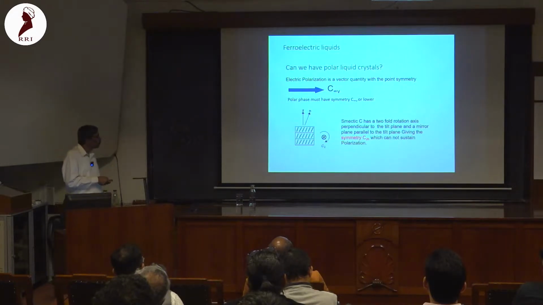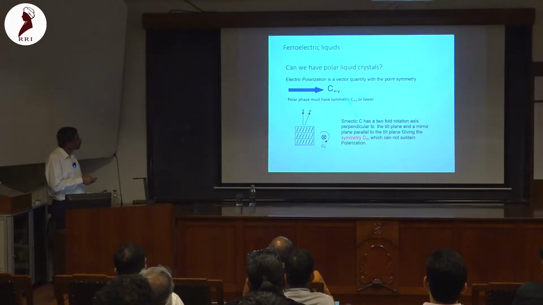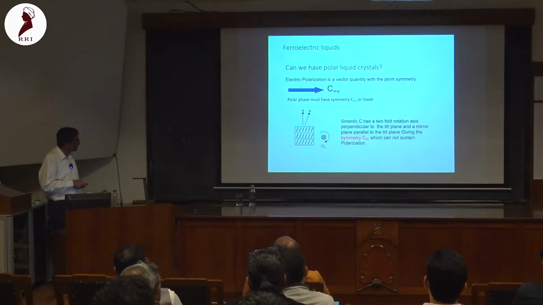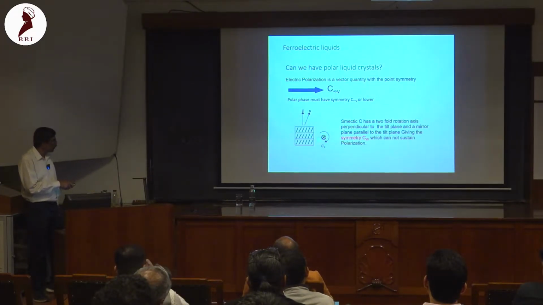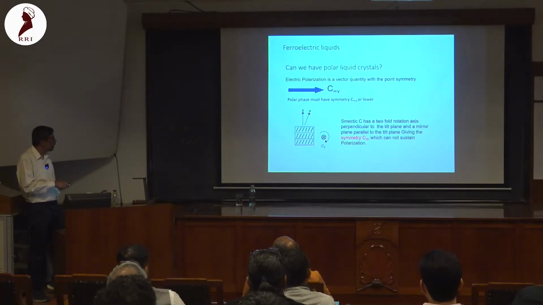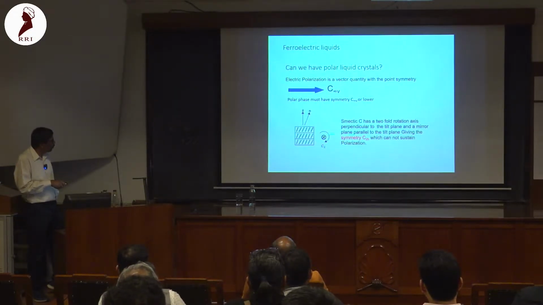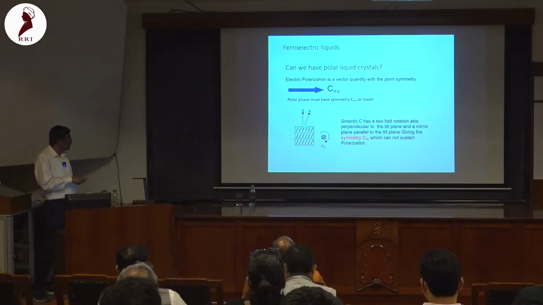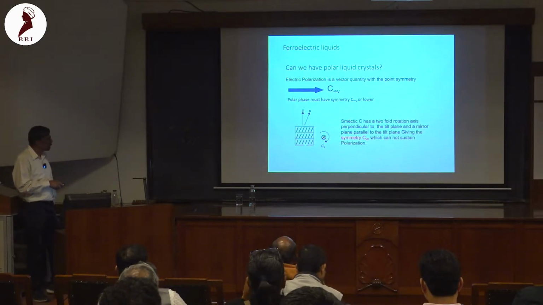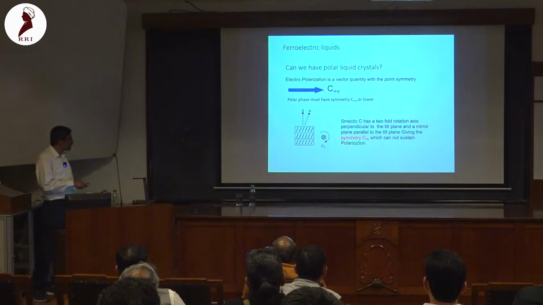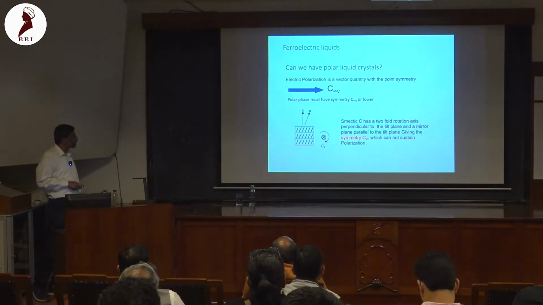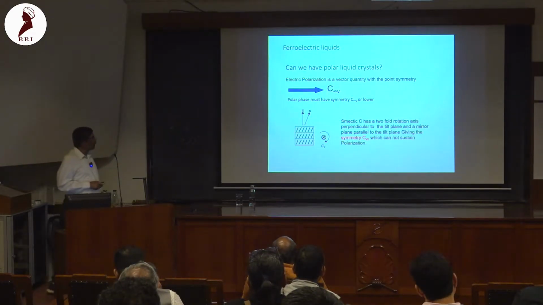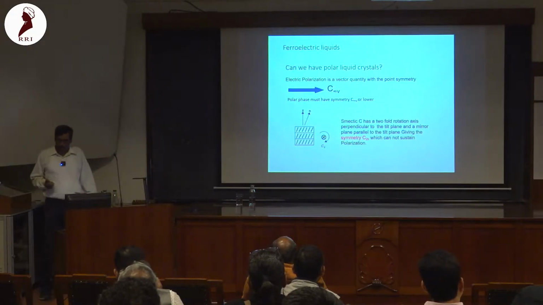It has a symmetry group called C2h. This is not a subgroup of this because of this mirror plane. There is a twofold axis perpendicular to the board, so if you rotate this structure by 180 degrees, it will appear the same. And there is a mirror plane parallel to the board, and there is an inversion point. So this symmetry group contains all these elements, and this is not a subgroup of this. So this cannot sustain the polarization.